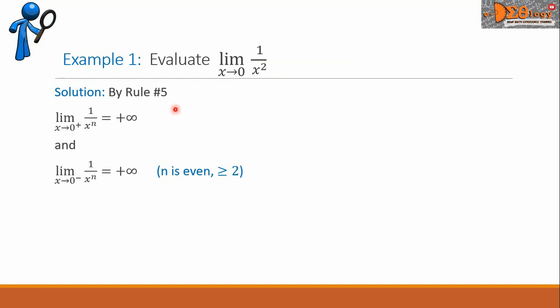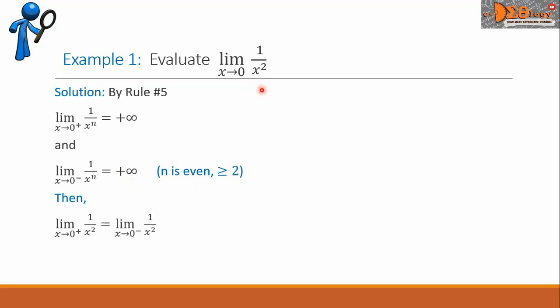For our solution, let us remember rule number 5. It says here, the limit of the function 1 over x raised to n as x approaches 0 from the right equals positive infinity, while the limit of the function 1 over x raised to n as x approaches 0 from the left is equal to positive infinity, provided that n is even and n is greater than or equal to 2.